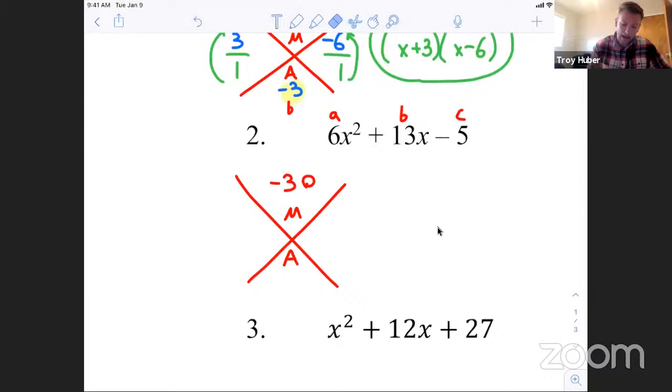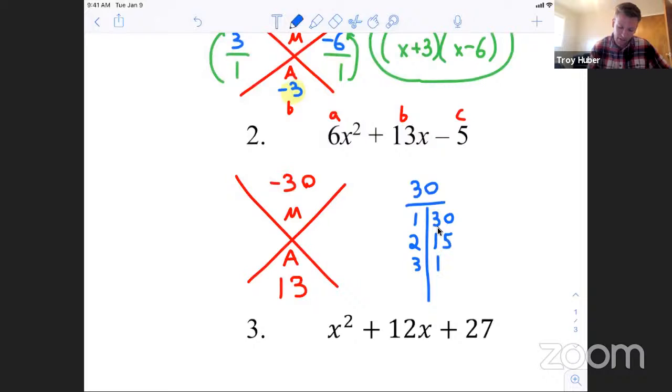And then we add to our B value, which is 13. All right, so now let's start listing out some factors of 30. So I have 1 times 30, 2 times 15, 3 times 10, 5 times 6. I think that's all of our factors.